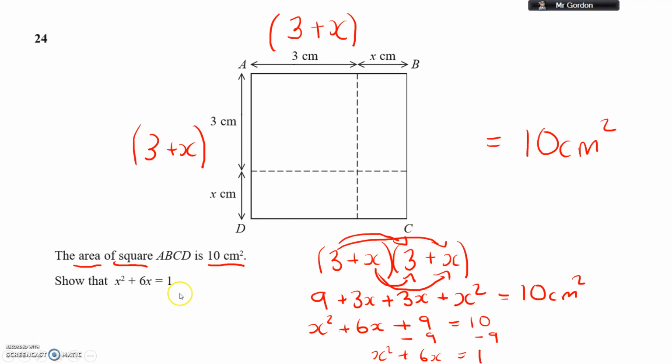Quite complicated, really, for a foundation paper. It's kind of like the new stuff that's been pushed down, made it a bit more complicated putting it into a diagram as well. But hopefully you can see the steps and how you get through that question.